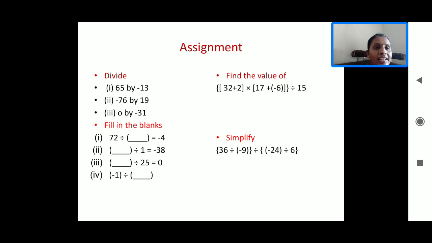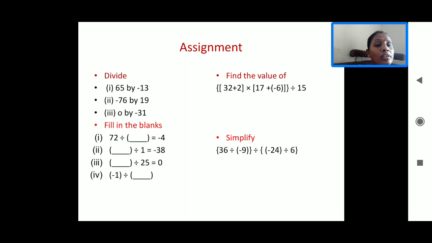Like in find the values, 32 plus 2 is there. So first you have to find the addition of 32 plus 2, and the second is 17 plus minus 6. So first you have to find 17 plus minus 6. Then you can multiply both of those sums. Afterwards, at the last, you have to divide by 15, whatever your term will be there.